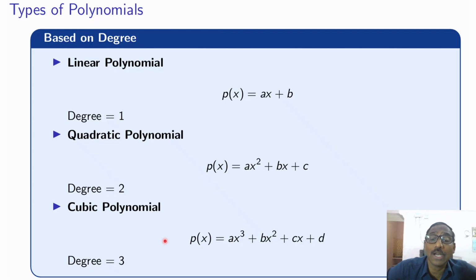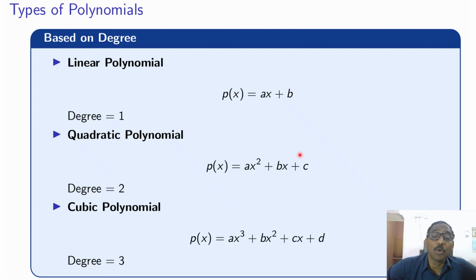What is a cubic polynomial? If degree is 3, then we say that polynomial is a cubic polynomial. Here p of x equal to ax cube plus bx square plus cx plus d. What is the x cube coefficient? a. What is the x square coefficient? b. What is the x coefficient? c. What is the constant term? d. Where a, b, c, d all are real numbers. So here the highest power of x is 3. That's why we say degree equal to 3. Degree of the given polynomial is 3.